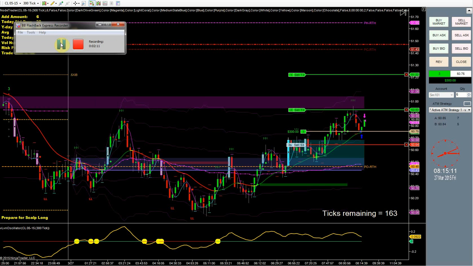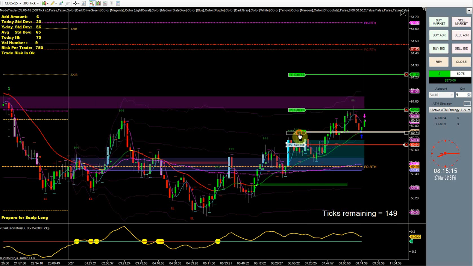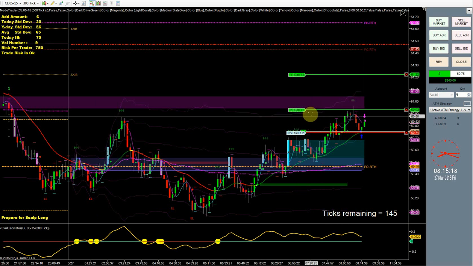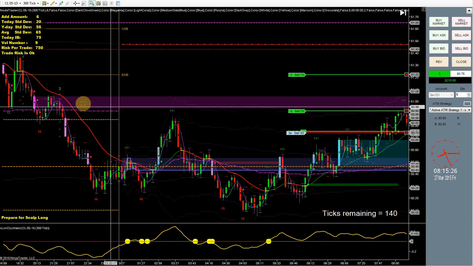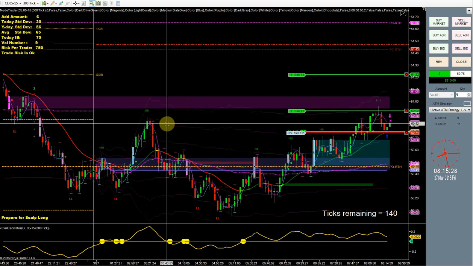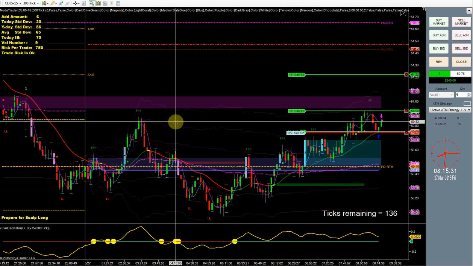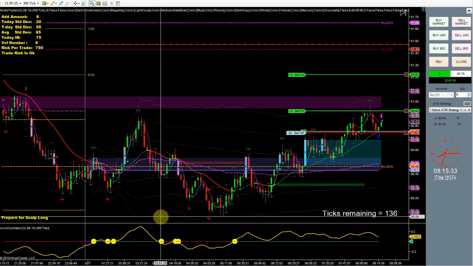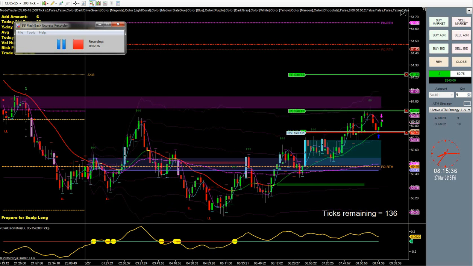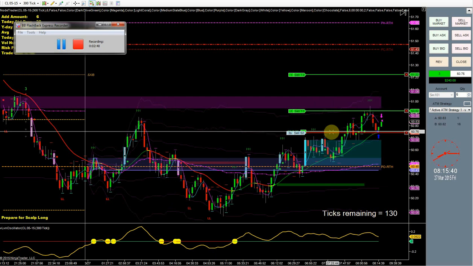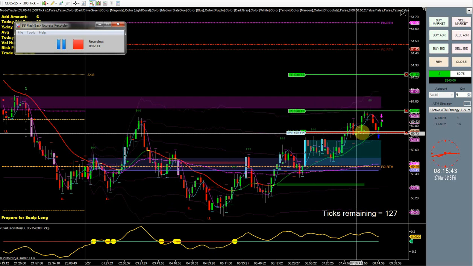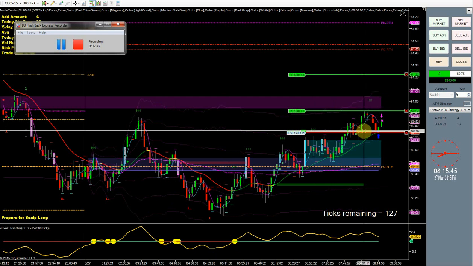Target filled. Alright guys, our first target just got hit. We have 3 contracts left in this trade. Second target is going to be right here before this selling zone. I've moved my stop up to about 1 tick until break even. Wanted it to be right below this buying node right here.